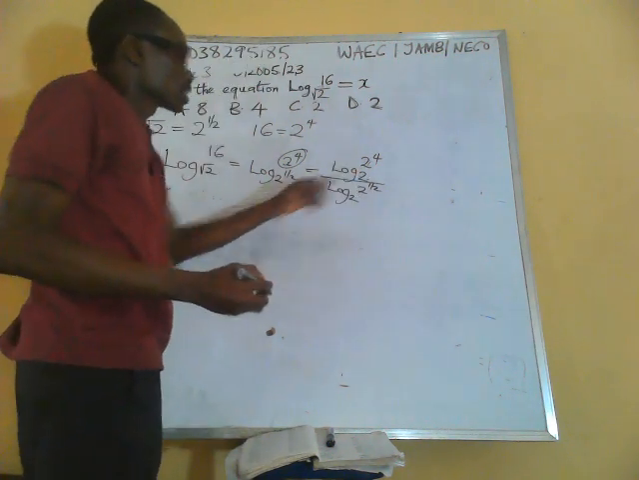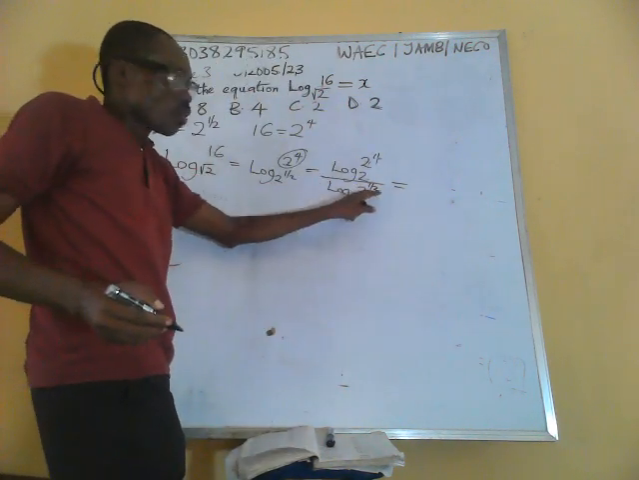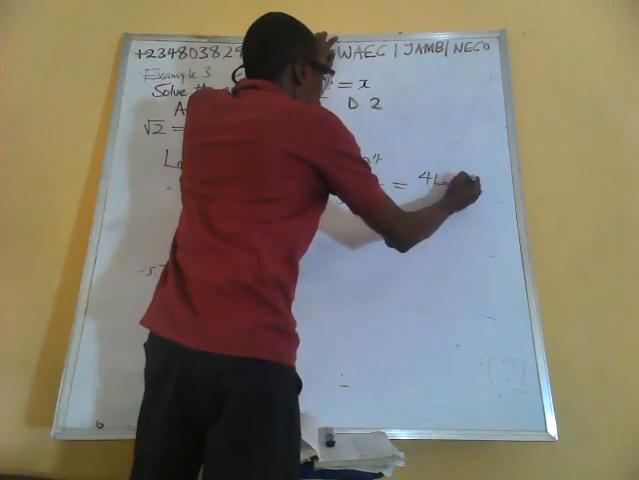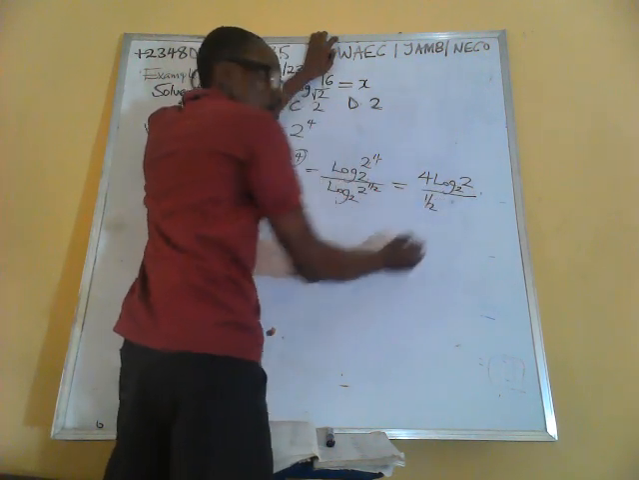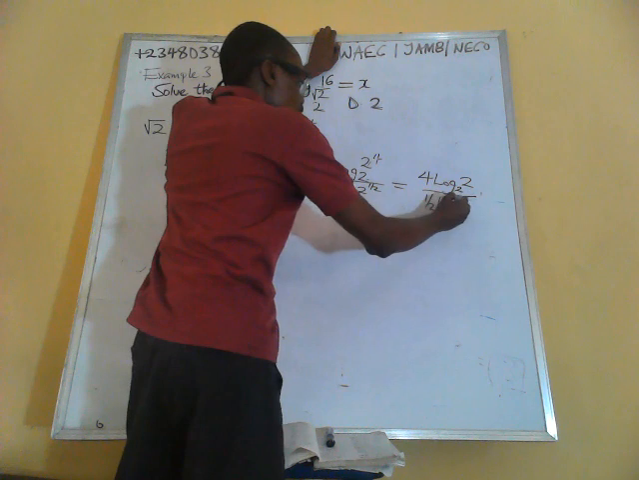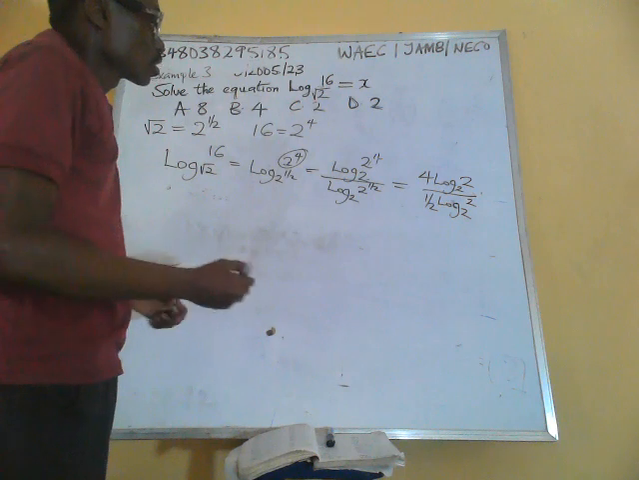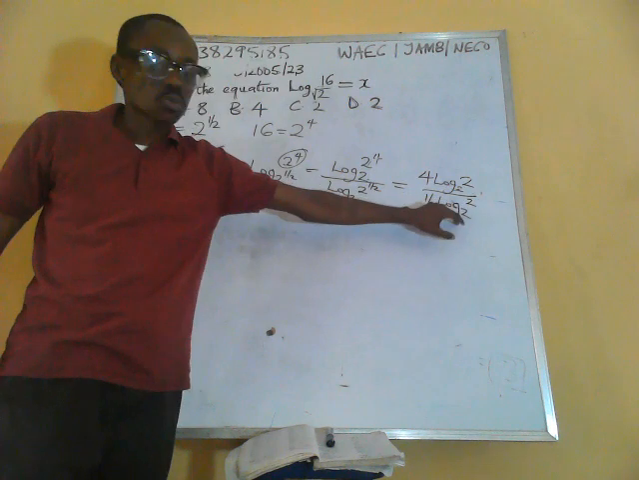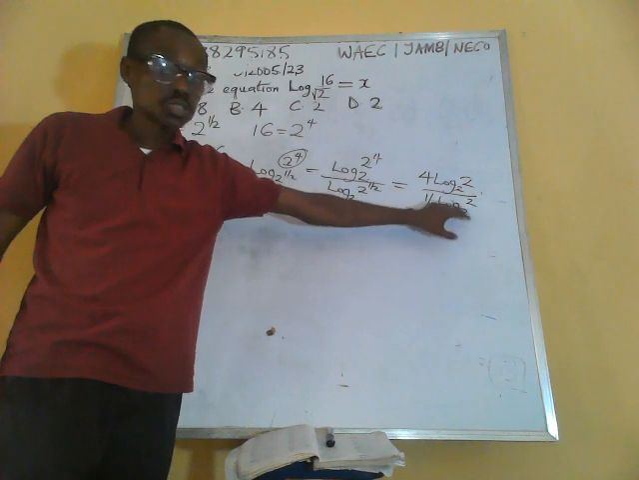So the next thing you do is that over here you bring the power 4 behind the log. Over here you bring the half behind the log. So you have 4 log 2 base 2 over half log 2 base 2. So log 2 base 2 is 1. 4 times 1 gives you 4. Over here, half times 1 gives you half, because log 2 base 2 is 1.